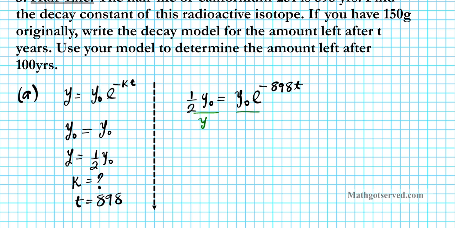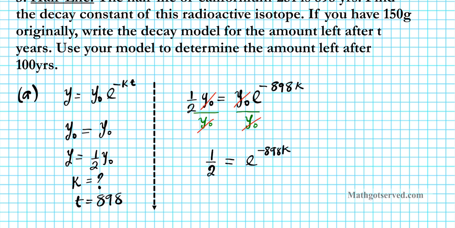Remember, the goal is to isolate k. So I made a mistake here. Let me fix that. It's negative 898k, because 898 is the decay constant, so let's change that to k. All right, so the y sub 0 divides out. So we'll have 1/2 equals e to the negative 898k.